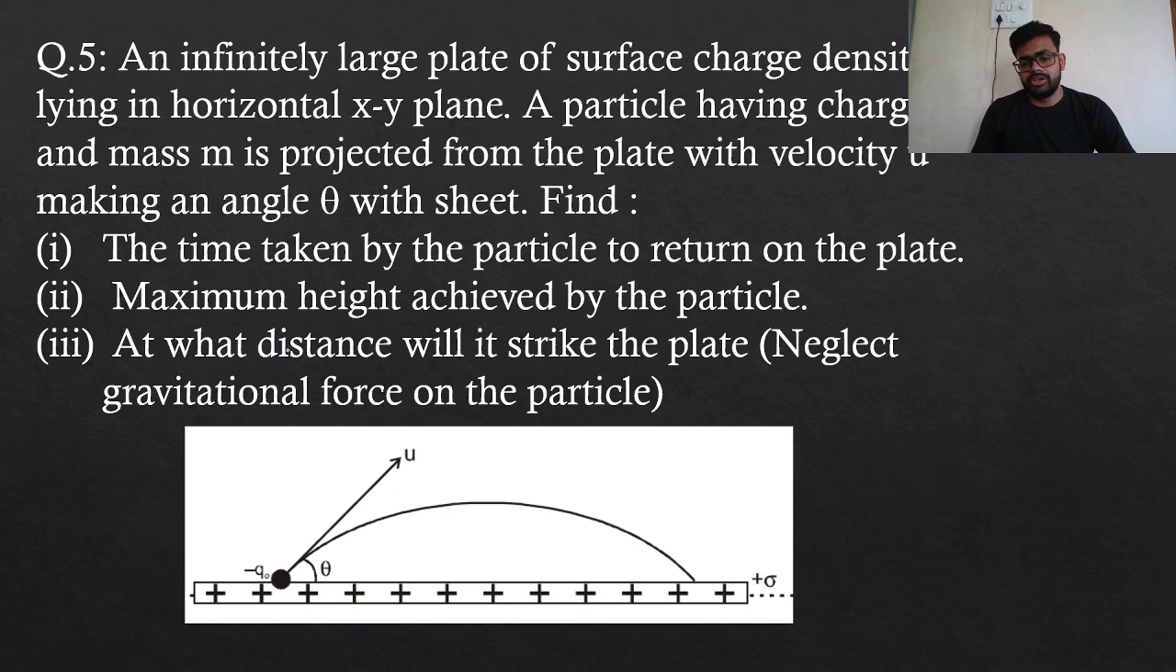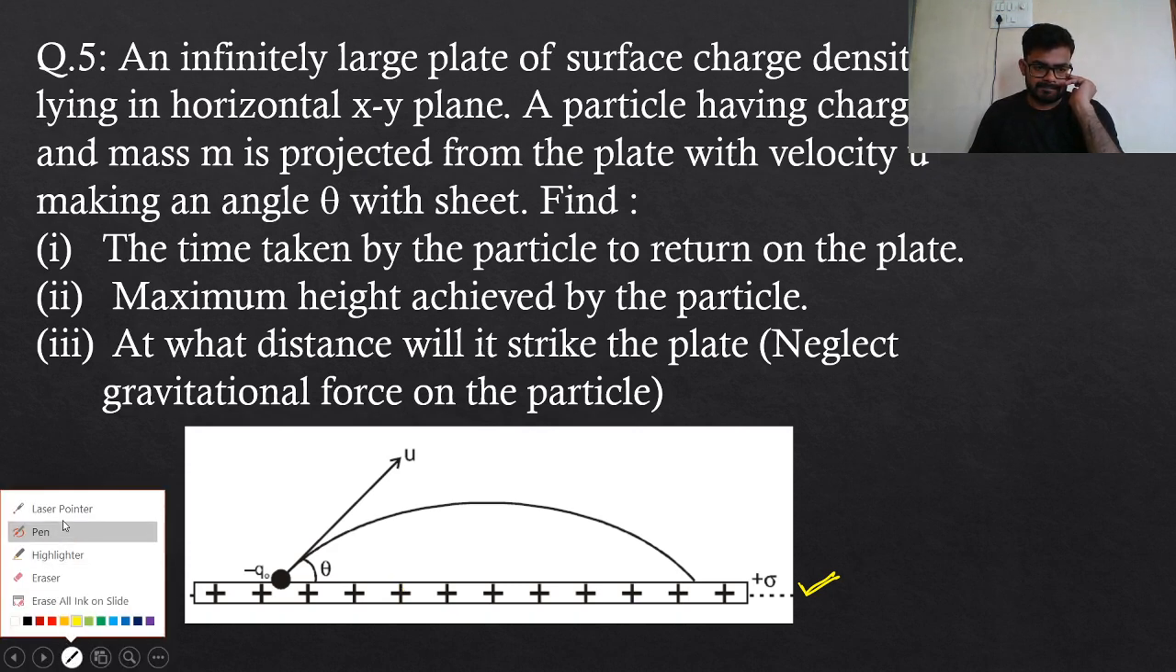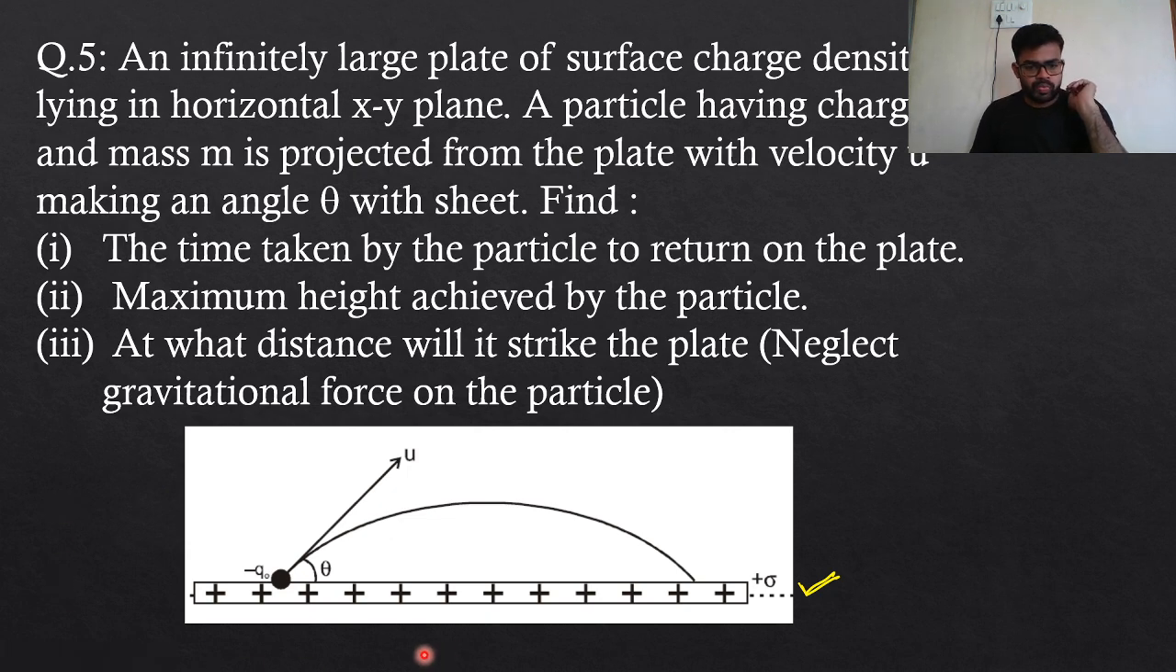Let us talk about this question. Listen, such a type of question NEET may ask you. You can see here is a positively charged plate, a large plate, and one negative charge. Let me take the laser. Here is a positively charged plate and one negative charge is projected from the plate at an angle theta from the horizontal.